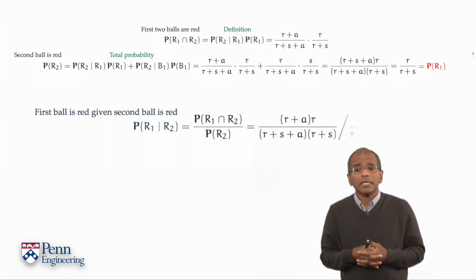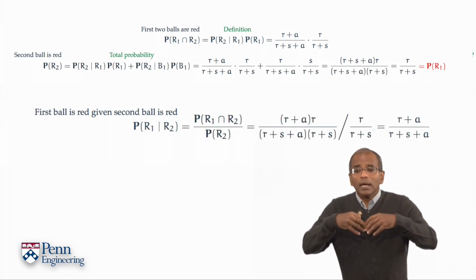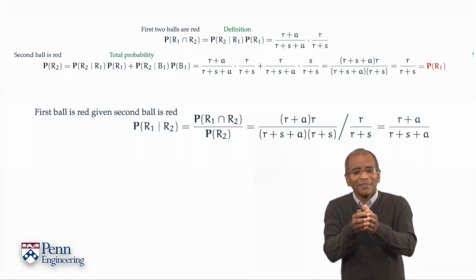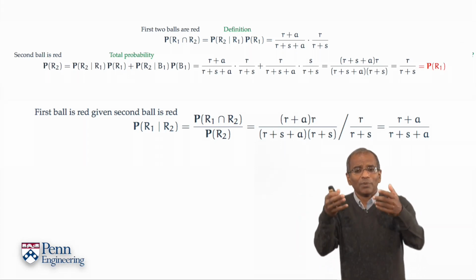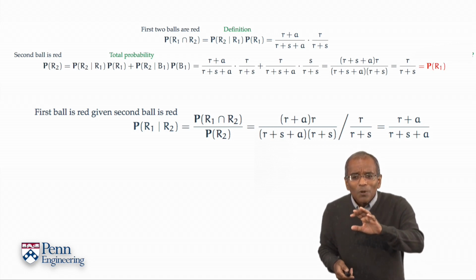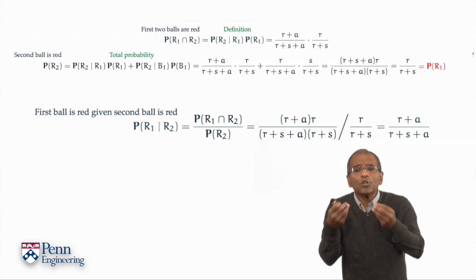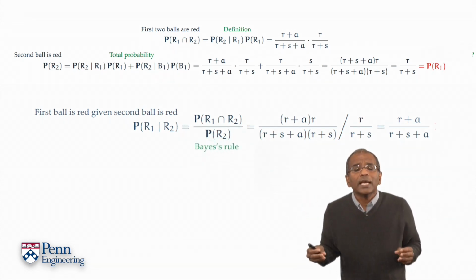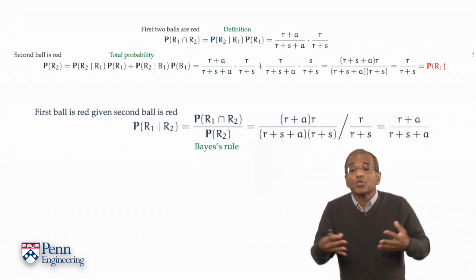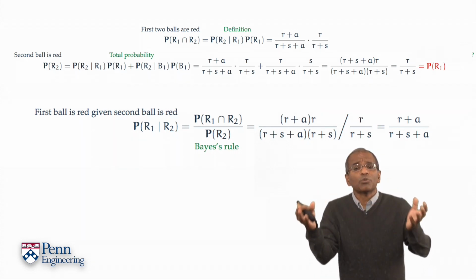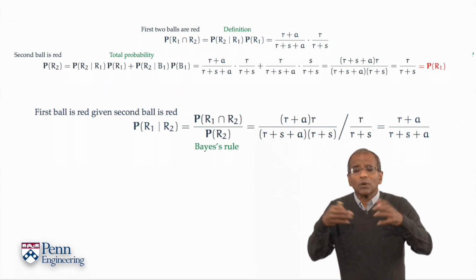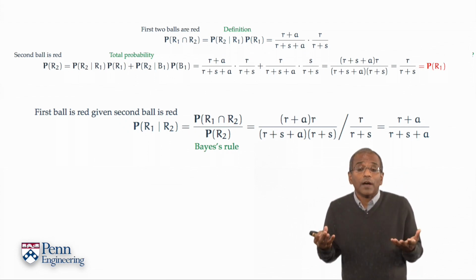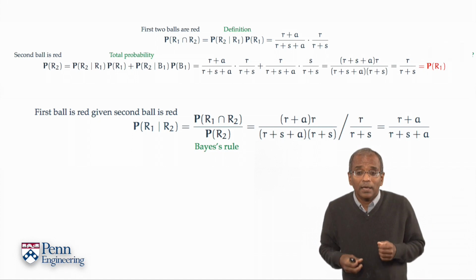Well, let's write it down mathematically. From the point of view of a definition, we can write down the conditional probability as a ratio. But the whole point of the exercise is that the object in the denominator can be expanded out using total probability. In other words, we have just used Bayes' rule. And now we've got a simple ratio of fractions, cancel out terms, and we've got again a simple expression, r plus a divided by r plus s plus a.